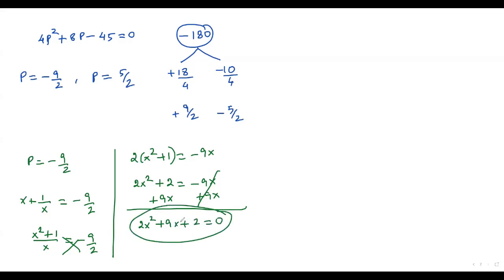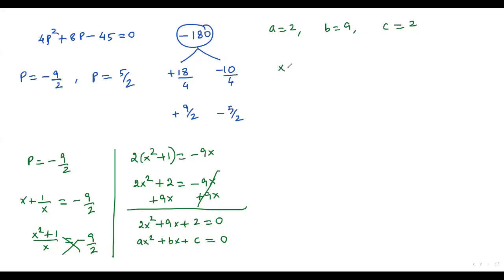Okay, now we have to solve this quadratic equation for x. I don't think this quadratic equation can be solved by factoring, so we have to use the quadratic formula. For that, we have to compare this quadratic equation with ax² + bx + c equals 0. When I do such comparison, for a, that is the coefficient of x², equals 2, and for b we have 9, and for c we have 2.